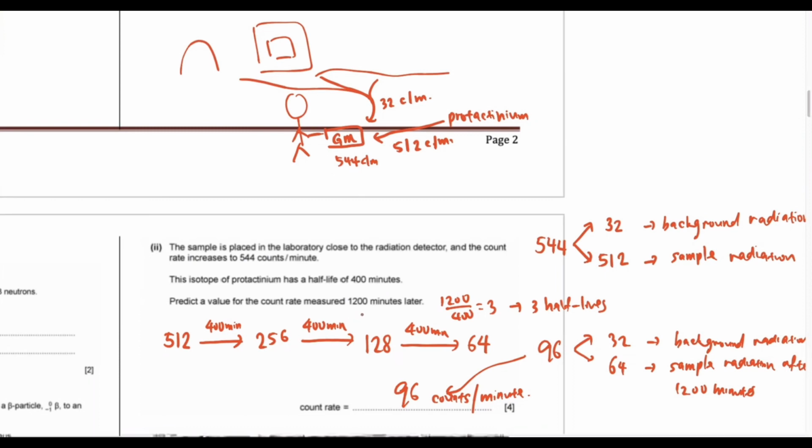And imagine after 1,200 minutes, this protactinium has gone through 3 half-lives. The radioactivity will decrease by half, decrease by half, and decrease by half for 3 times, and end up with 64. The background reading is still there because the rock, the house, and the ground all give some background reading of 32, still 32. So after 1,200 minutes, the reading is 32 plus 64, which is 96. So try to imagine it based on the pictures. Any question on it?